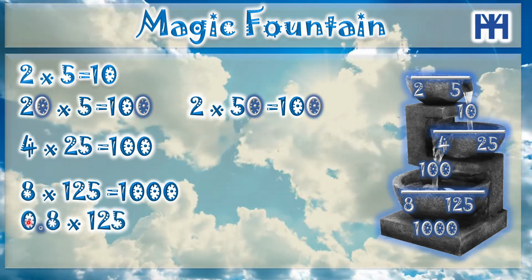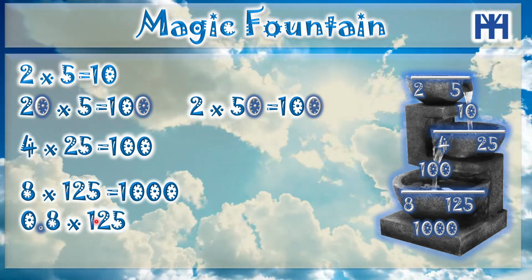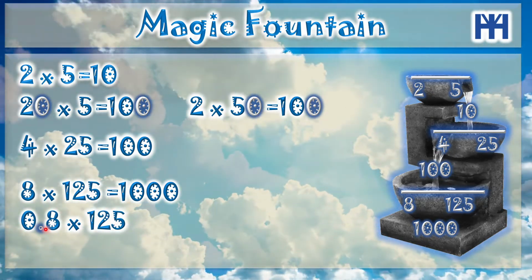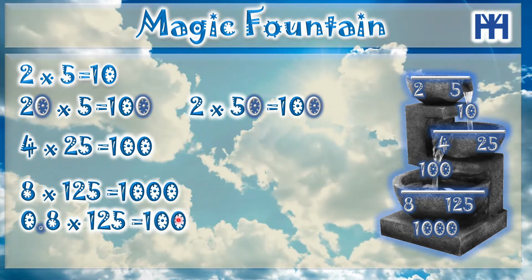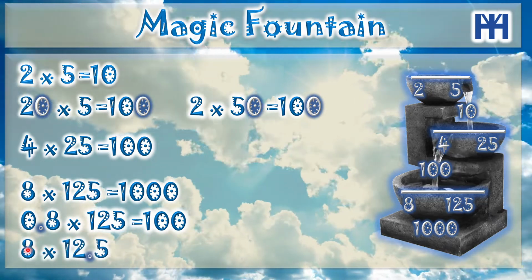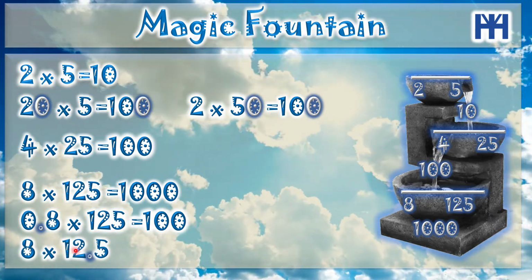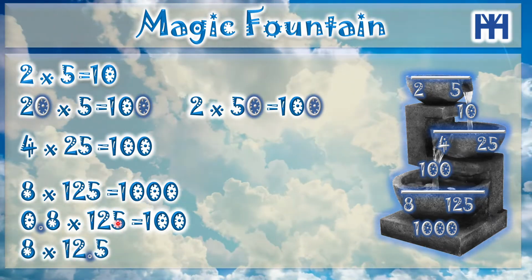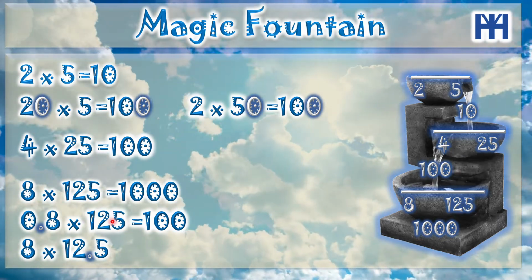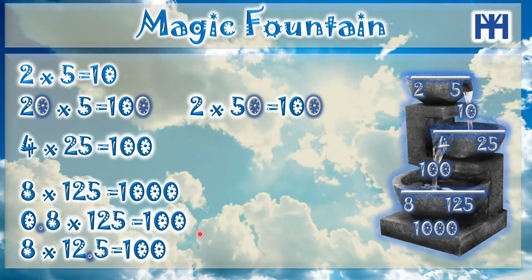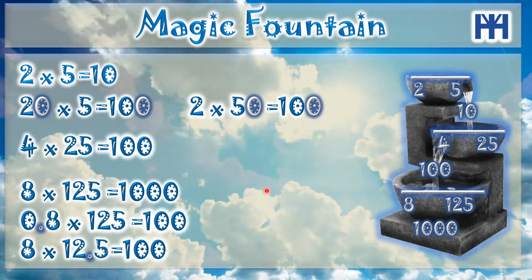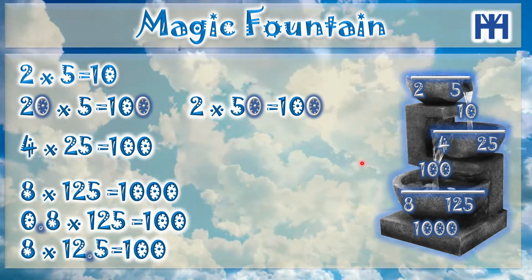Okay, what if we multiply 0.8 by 125? 0.8 here is not 8, so we will remove 1 zero. If we have 8 multiplied by 12.5, the decimal point moves here as if we have divided by 10, so it will be 100. We remove 1 zero also. So that's it for the magic fountain.